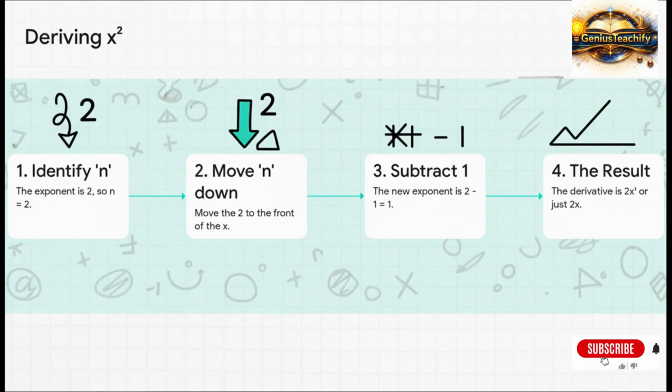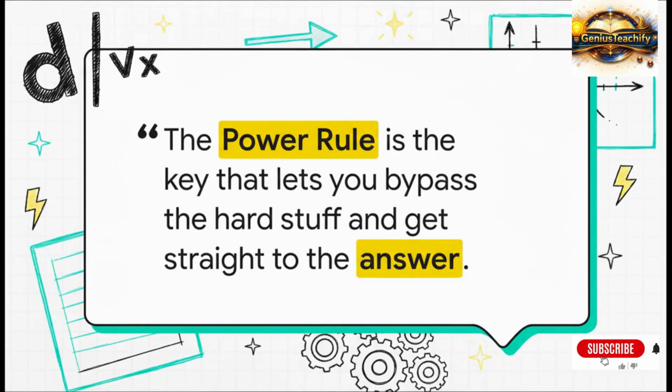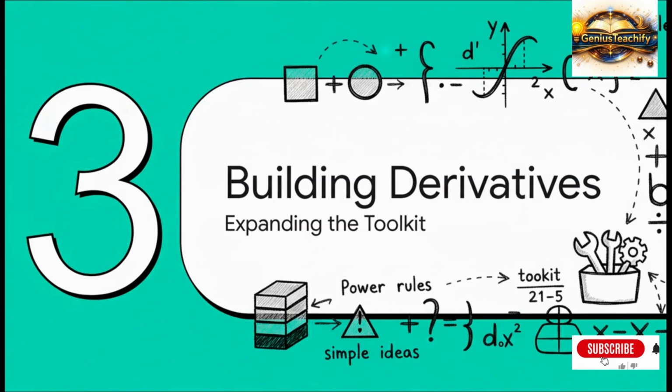The derivative of x squared is 2x. Simple as that. And that is why the power rule is so amazing. It's like your secret code, your master key that lets you skip all the complicated theory and just get right to the answer for so many different functions. So we've got the power rule down, but what happens when the problems get a little more complicated? Well, let's expand our toolkit and see how we can use this rule with another simple idea to tackle bigger stuff.